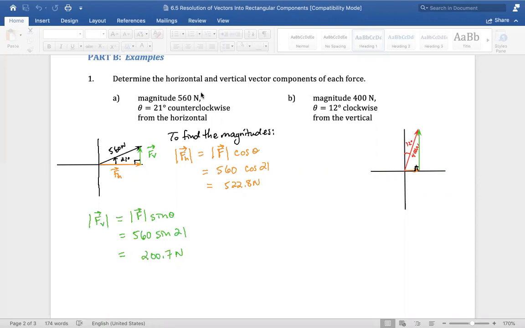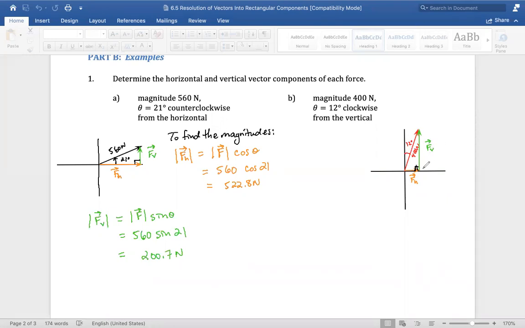I don't have a value for the horizontal vector, so I can just label it horizontal vector. I don't have a value for the vertical vector. That's what it's wanting me to find out, so I can just label it as the vertical vector. Vertical component of F is what that is saying. And what else do I know? I have 12 degrees.